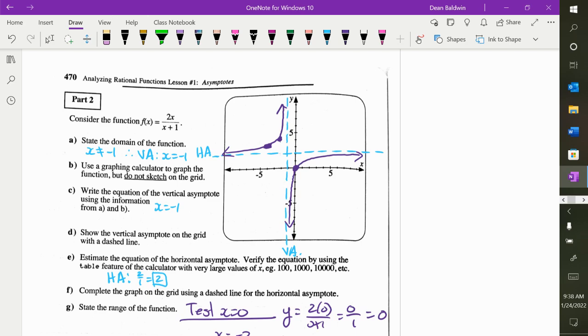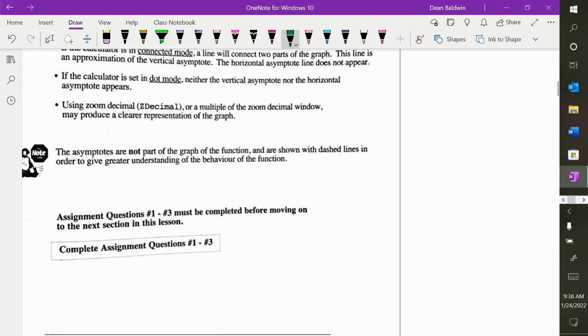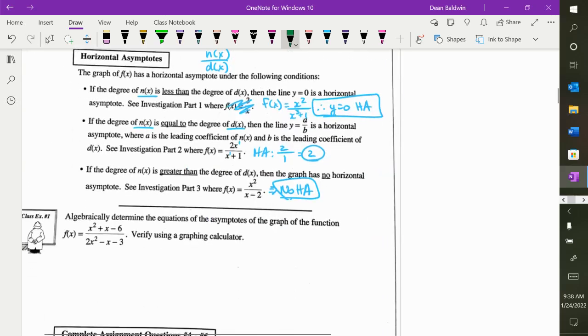How do I know that the asymptotes are in those quadrants and not in the other quadrants? Because a vertical is what makes the denominator 0, and for a horizontal, you have to look at the degree and the leading coefficients. All right, we're finishing up lesson 1 right now. Here's the last question.